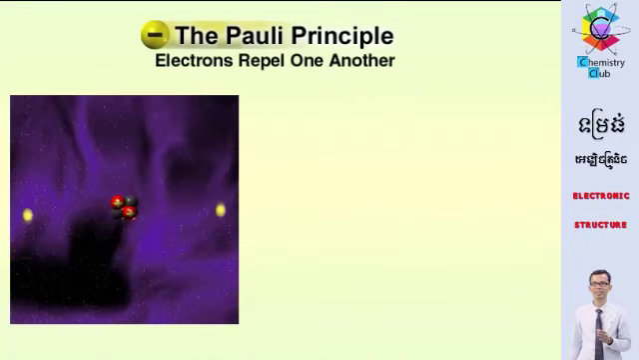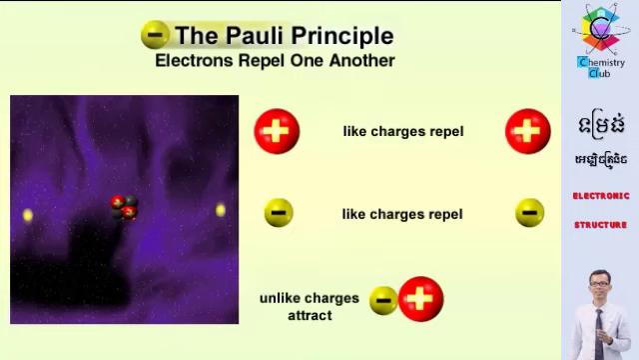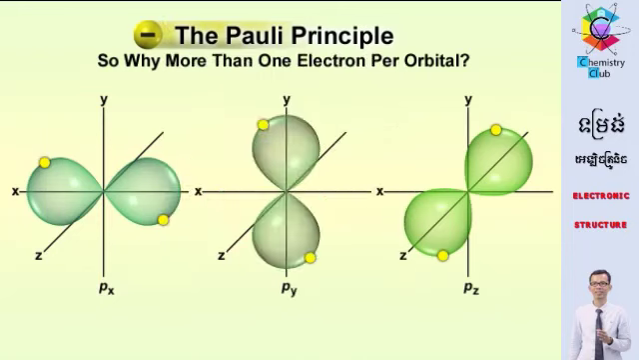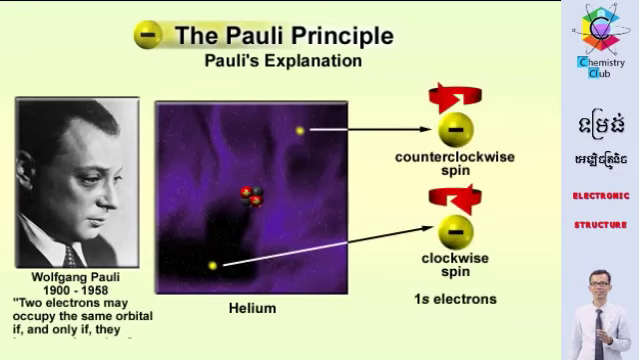Electrons have negative charges, and according to classical electrodynamics, they would be expected to repel one another if they were in the same orbital. Nevertheless, both experimental evidence and quantum mechanics demonstrate that there can be a maximum of 2 electrons in any of the individual orbitals. The justification for this fact was stated best by Pauli in 1925 as the Pauli exclusion principle. 2 electrons may occupy the same orbital if, and only if, they have opposite spins.